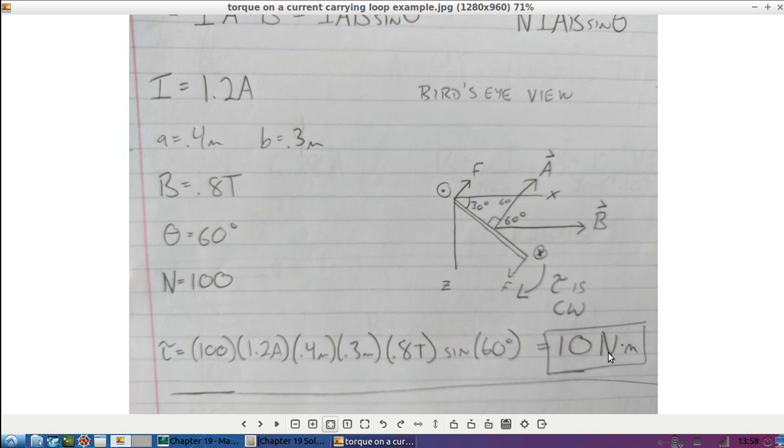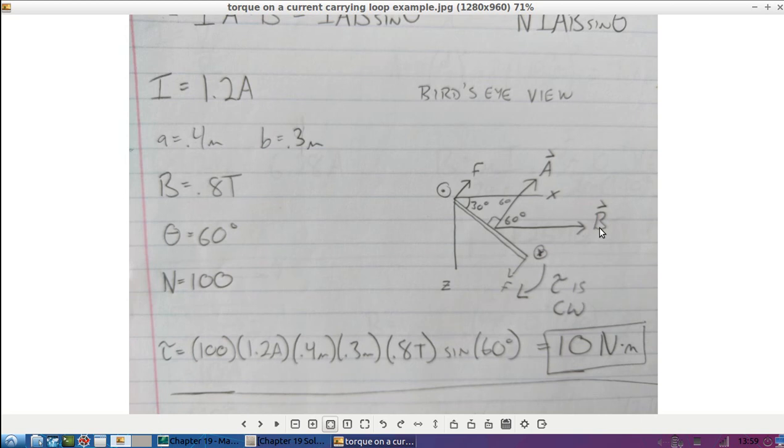Remember, our torque is force times displacement units, so it's Newton meters. They were also asking what's the direction of the rotation of the loop when it experiences this torque. So I'm using the right hand rule. I'm going to point the fingers of my right hand in the direction of the area vector first, because it's A cross B, and I'm going to curl them in the direction of the B vector.